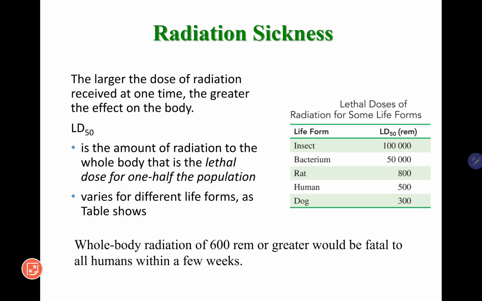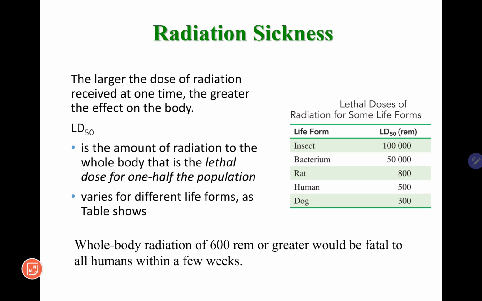In here, when it comes to radiation, this LD50 value means the radiation that a certain type of population needs to have 50% of the population vanish from the planet, I guess, right? So to kill 50% of the population, humans only need what? 500 rams to kill half the human population. If you are exposed to 500 rams of radiation, half the population is dead.